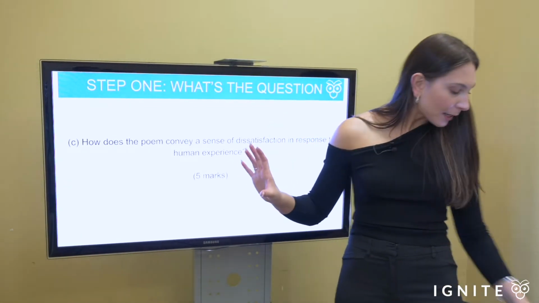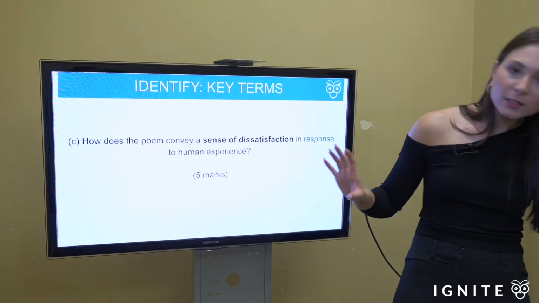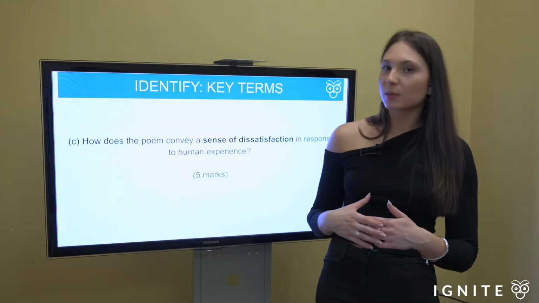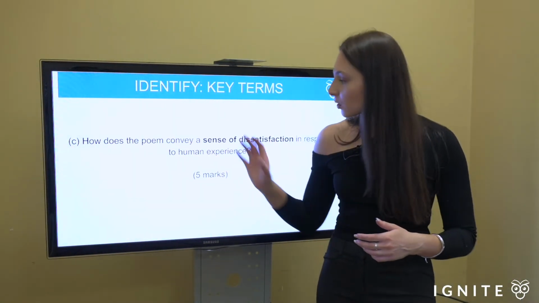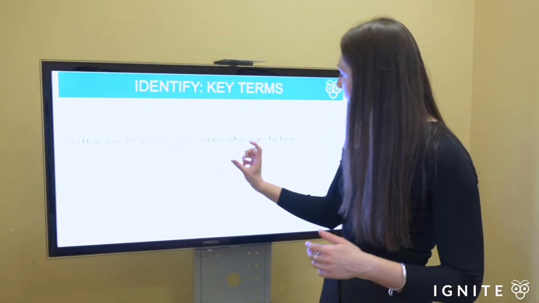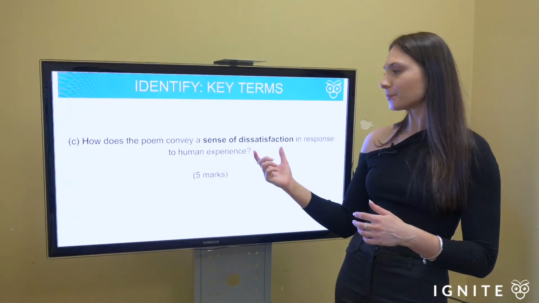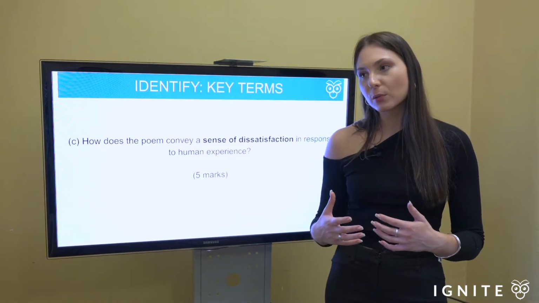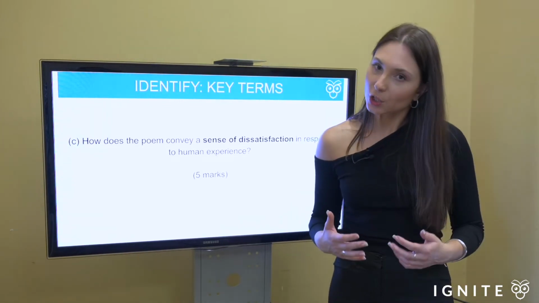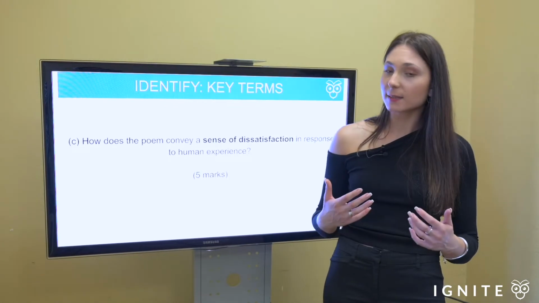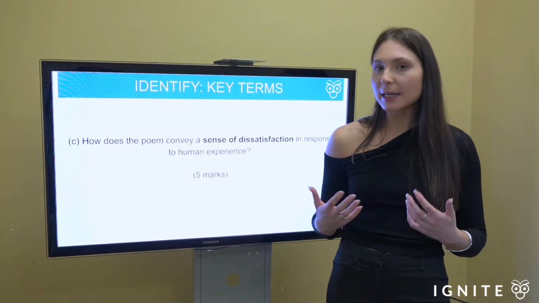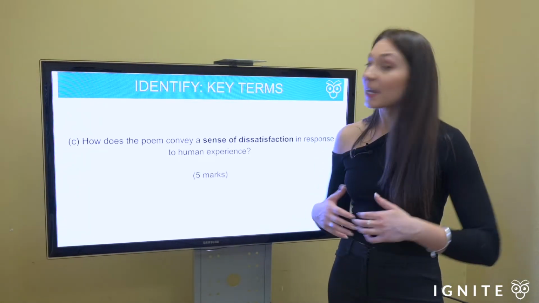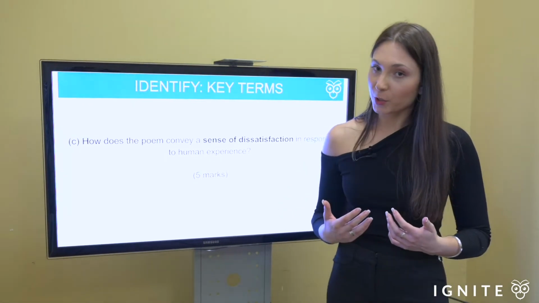When we are looking at a question, it's also important to unpack what that question is really asking you. The key term of the question here is sense of dissatisfaction. If you've watched my other videos on comprehension, I've spoken about how it's important to not just restate a key term in the question in your topic sentence, but actually unpack it in a way that adds value to that key term.